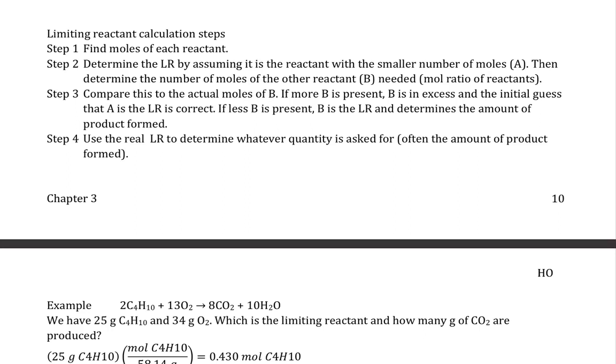If more B is present, B is in excess, and the initial guess that A is the limiting reactant is correct. If less B is present, B is the limiting reactant and determines the amount of product formed. Step 4 is to use the real limiting reactant to determine whatever quantity is asked for. Often it's the amount of product formed.